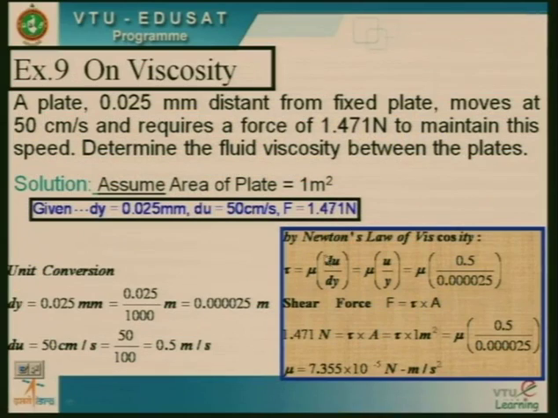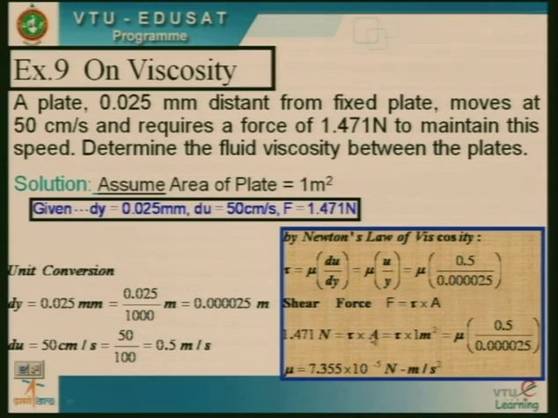We will go back to the formula. Now we see tau is equal to mu into u by y. Here u is the velocity 0.5, and y is substituted in the proper unit. But shear force is equal to shear stress into area. Shear force, whatever I am applying, because as we mentioned, a force of 1.471 Newton is required to maintain this velocity. It means this force value I know, 1.471.